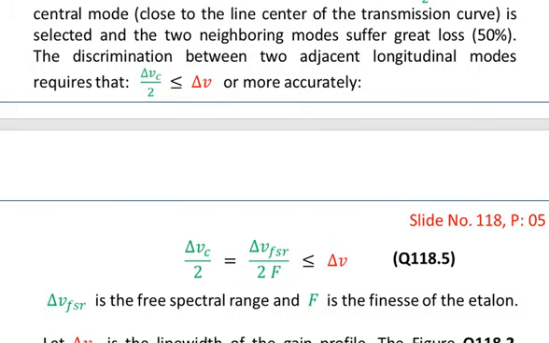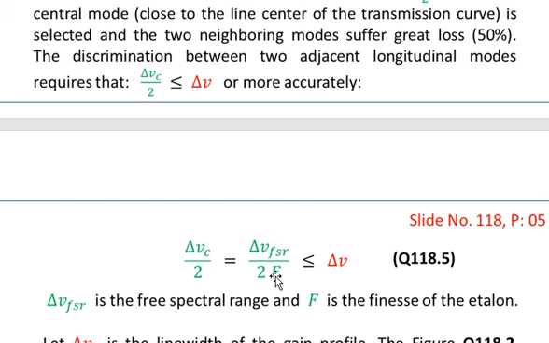Now let me combine the two conditions, that is delta nu c less than 2, delta nu c divided by 2 is less than delta nu. I have combined these two conditions on the extreme ends. That is delta nu c over 2 is on the left one, and the delta nu in the red is on the right side. And in between the two quantities, I have placed this delta nu FSR, that is the free spectral range divided by 2F, where capital F is the finesse of the Etalon.